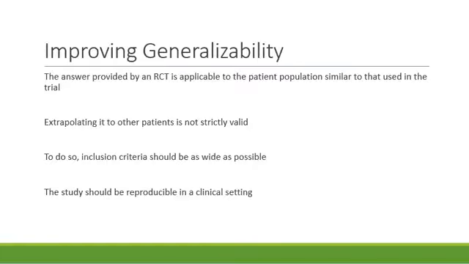The answer provided by randomized controlled trials is applicable to the patient population similar to that used in the trial. Extrapolating it to other patients is not strictly valid. To do so, inclusion criteria should be as wide as possible. So this is an important discussion topic. As you've developed your PICO, if your P includes all adults, well, that's one thing. But if your P is focusing on young adults 18 to 25 and of the biologic sex female, well, then that's going to really limit the generalizability to older biologic sex females or to even males.